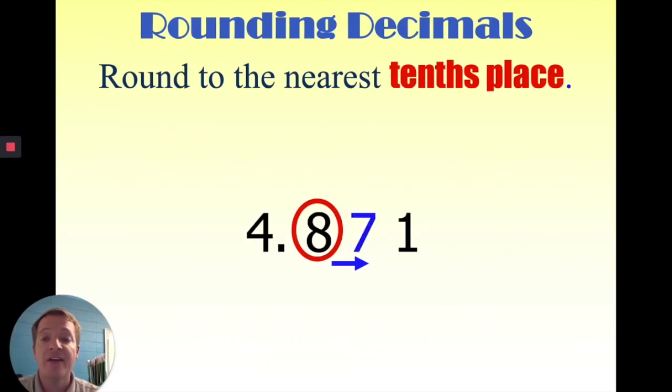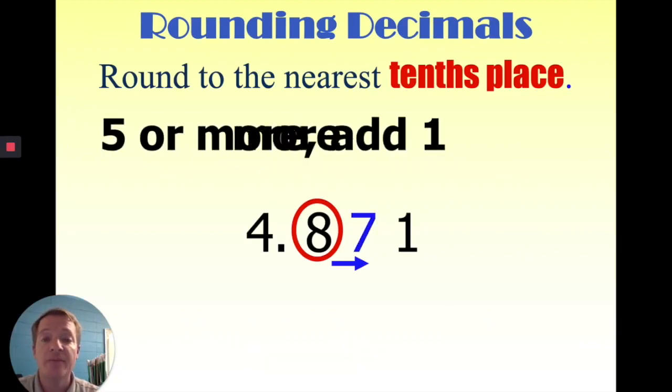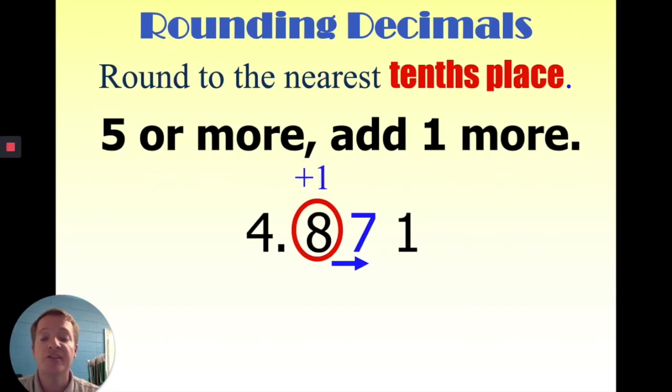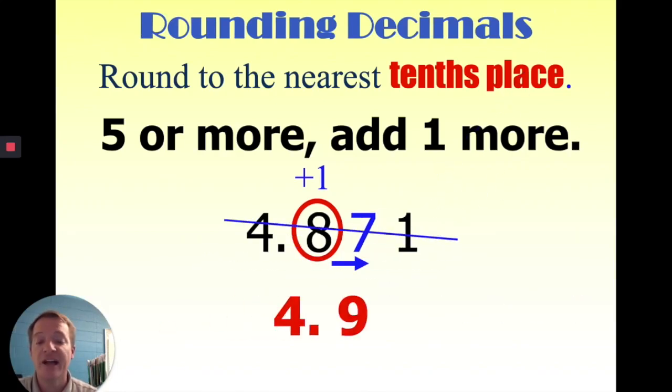If it's 4 or less, we ignore. If it's 5 or more, we are going to what? Add 1 more. So we add 1 more to that. So 8 is going to become 9. And then everything after that's a 0. And like I said, we don't need the 0 here. So it's going to be 4 and 9 tenths.